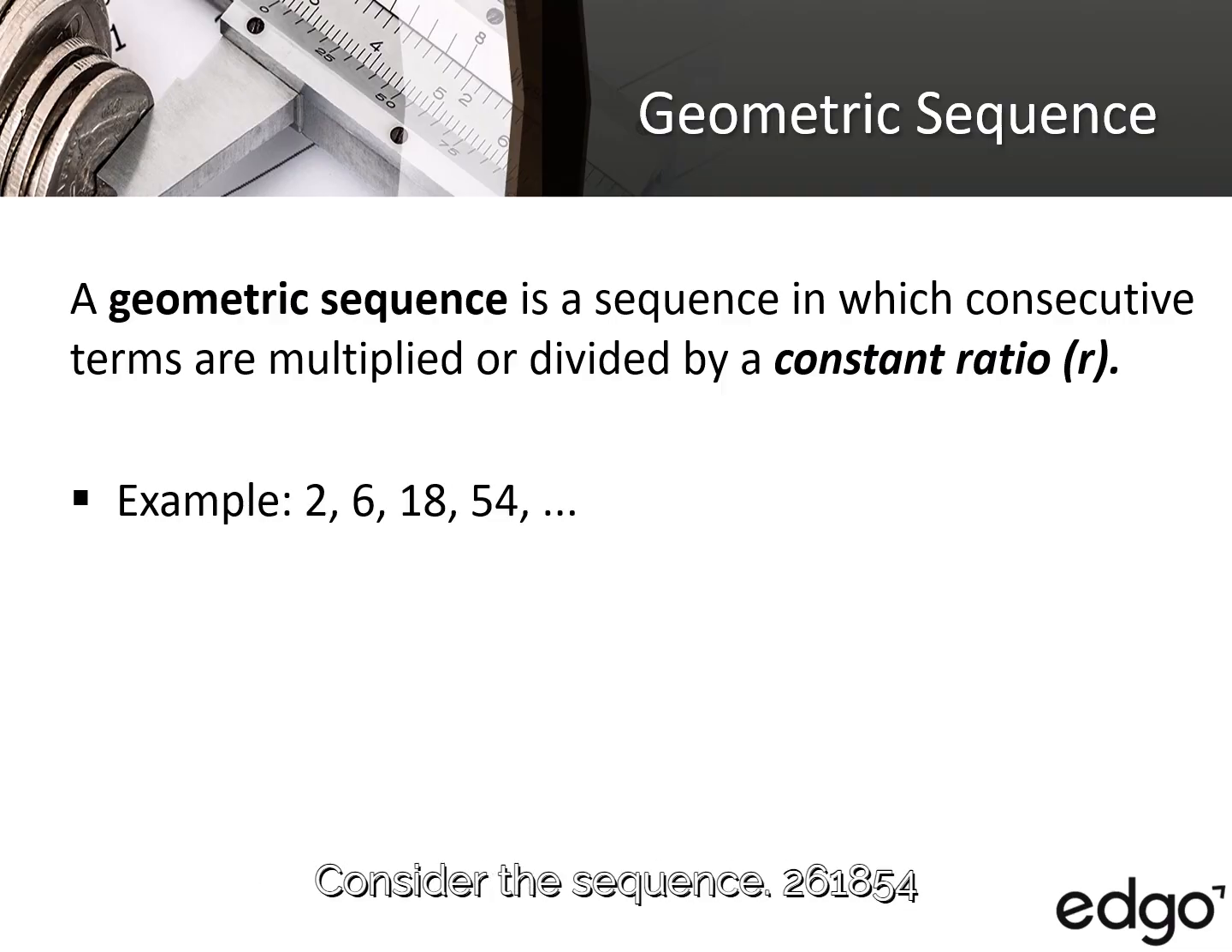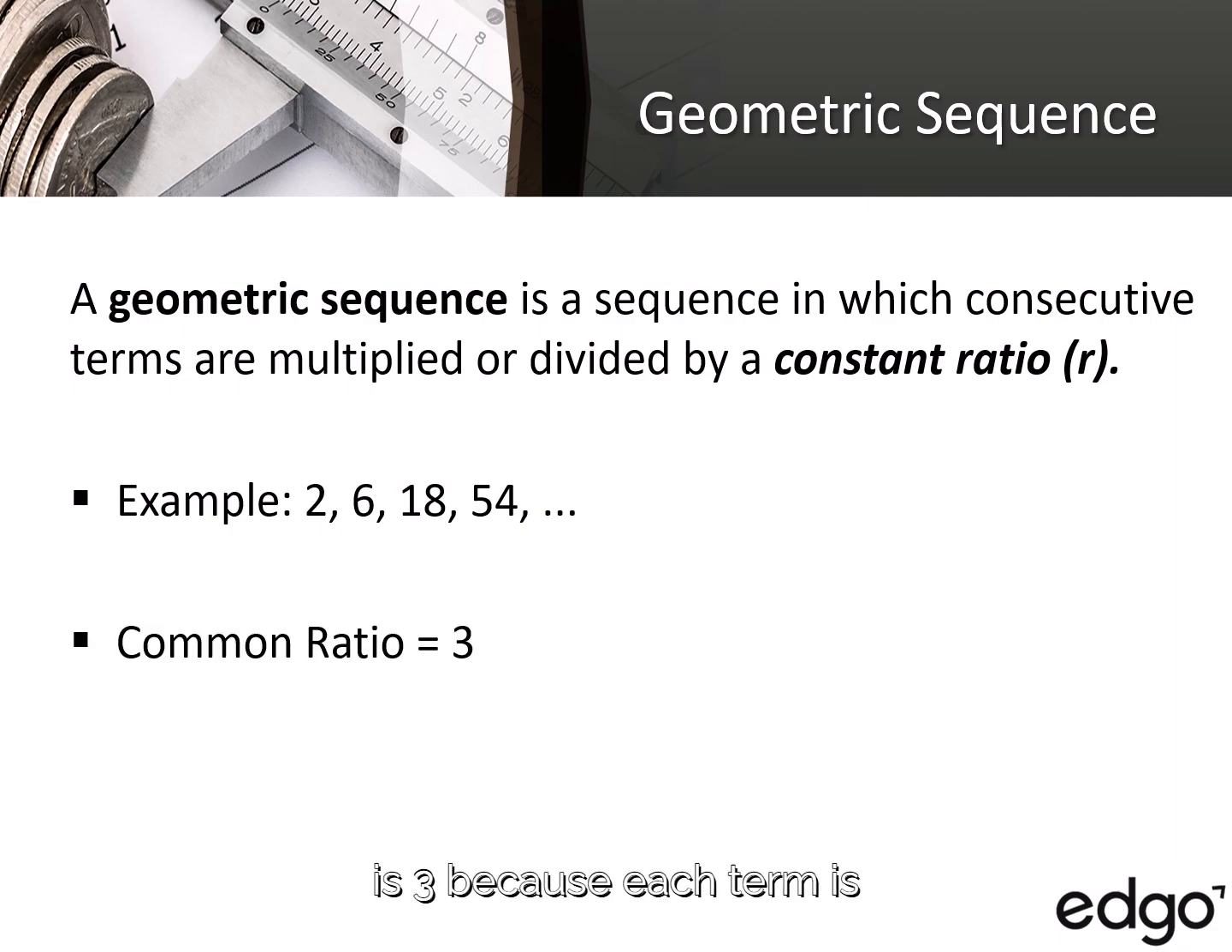Consider the sequence 2, 6, 18, 54, and so on. Let us examine the relationship between consecutive terms. 2 multiplied by 3 is 6. 6 multiplied by 3 is 18. 18 multiplied by 3 is 54. Therefore, the common ratio is 3. Because each term is multiplied by the same number, this is a geometric sequence.